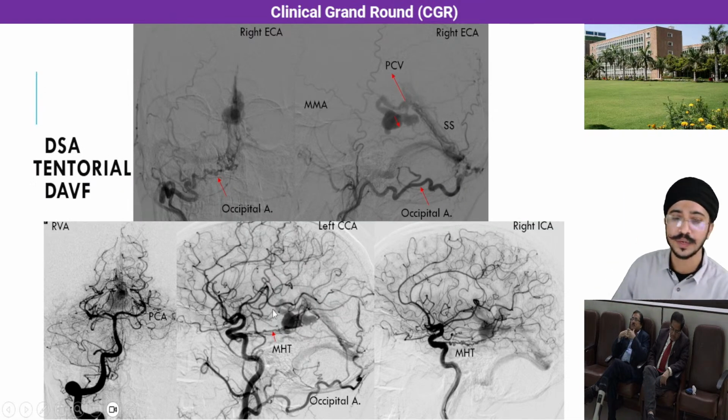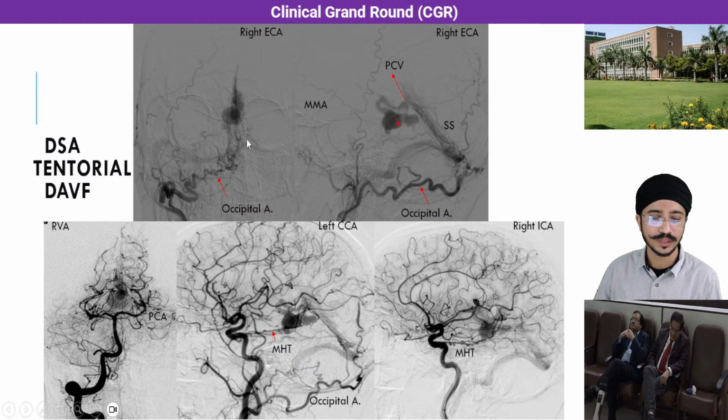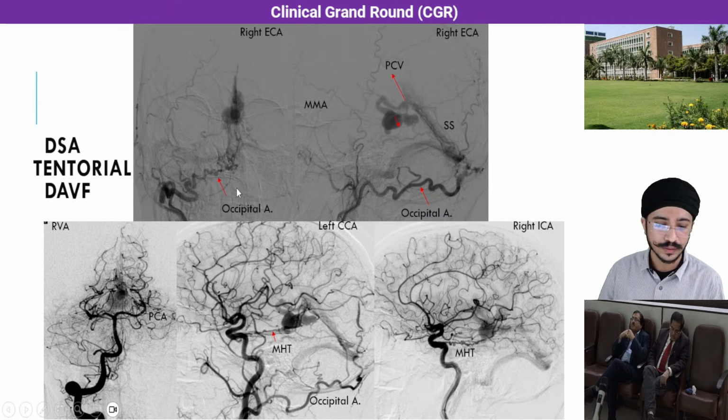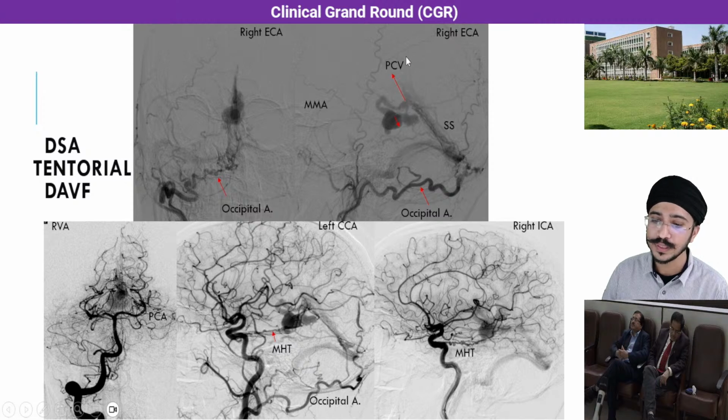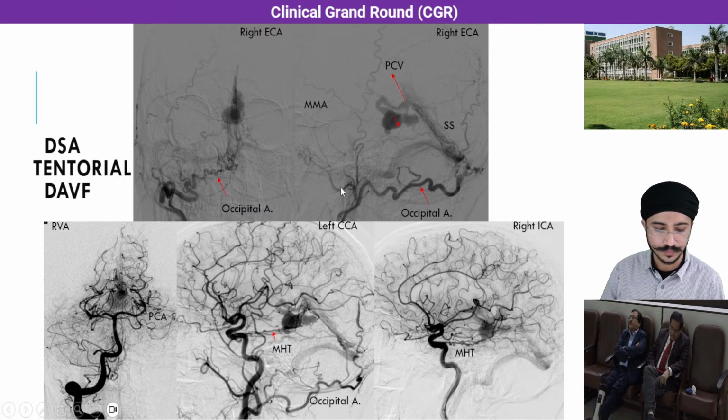These are representative DSA images. That's how DSA images look in a case of a tentorial dural AVF. You can see that this is a right ECA run. There are feeders from the occipital artery which are draining into the precentral cerebellar vein, which is further draining into the straight sinus and further into the transverse and sigmoid sinus.